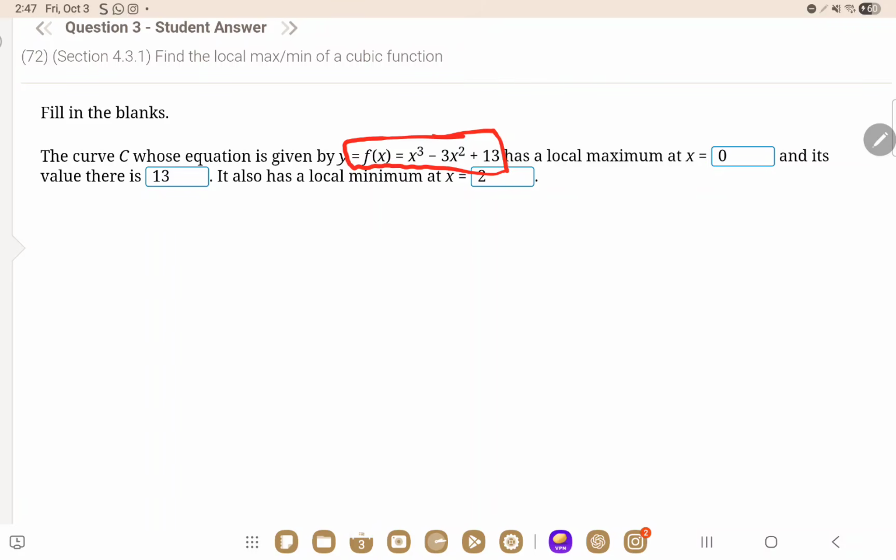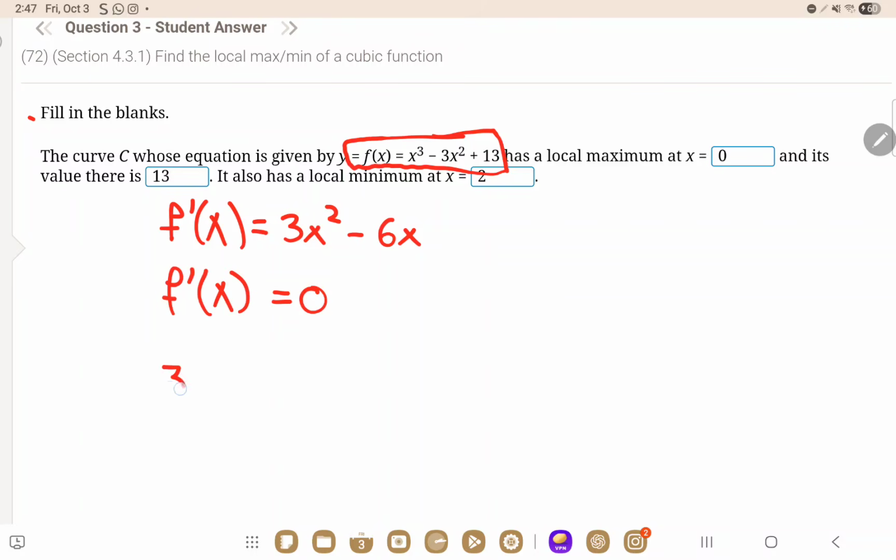Find them. So what we do, first of all, you find f prime of x, which is equal to 3x squared minus 6x. That's it. This is our f prime of x. Now we know that f prime of x equals 0. So then we could just use substitution: 3x squared minus 6x equals 0.